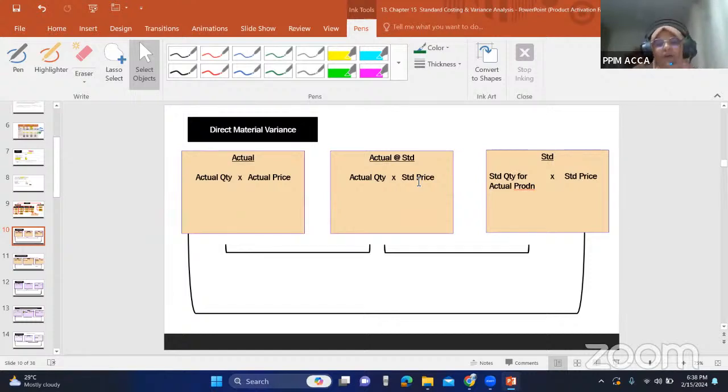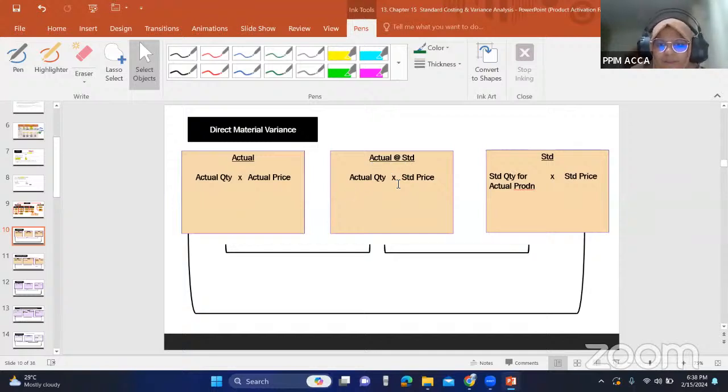So how this boat method works is there will be three boxes, like the ones in beige. For the direct material variance, we have the first box called the actual box, the second one called the actual at standard, and the third one we call the standard box. In the first box, we put the actual quantity into the actual price. I'll talk about this in a bit.